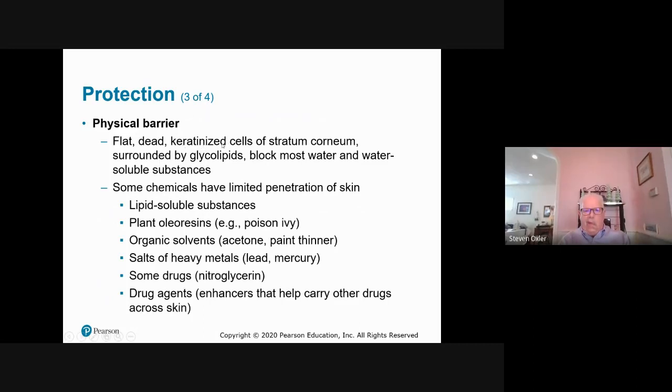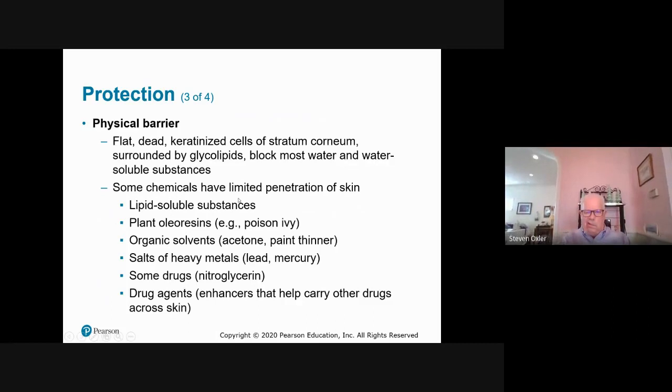And there are minimal things that can get into your skin. Some chemicals can get into your skin. Poison ivy can get into your skin. Paint thinner, acetone can get into your skin. Heavy metal can get into your skin. Drugs can get into your skin. Okay? So that's important to understand.